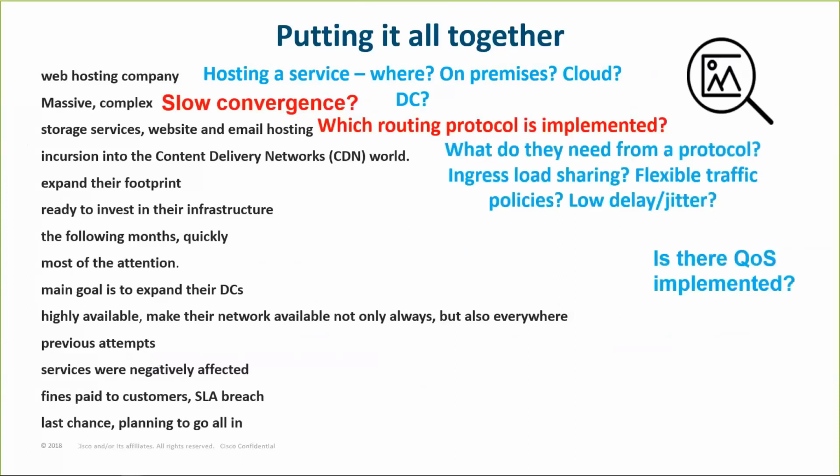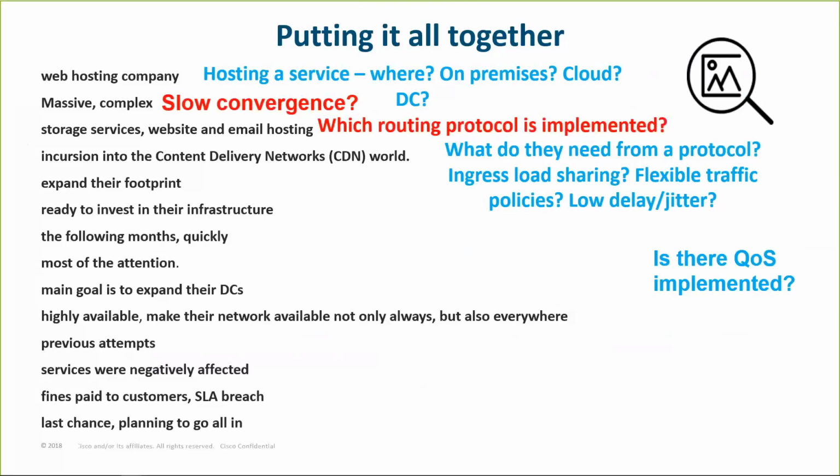What do they need from a protocol? Ingress load sharing, flexible traffic policies, low delay and jitter. They're trying to do an incursion into the content delivery network world. So then you need what? You need to catch all the information for your customer and get it ready for them, so they are able to feel the benefits of having a content delivery network.